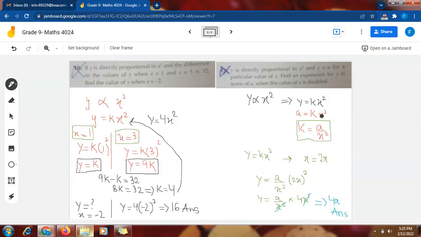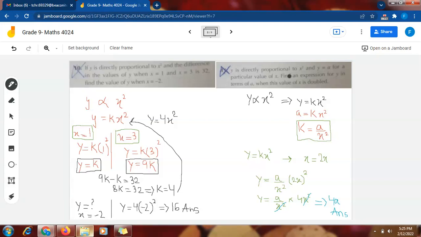So what will I do in the next step? I will just make k the subject. So k will be, since x squared is being multiplied on this side, it will get shifted to the other side, and the value of k will be a upon x squared. I cannot find the exact value of k because the exact values are not given. So I will just make an expression in terms of the variable. So k equals a upon x squared.